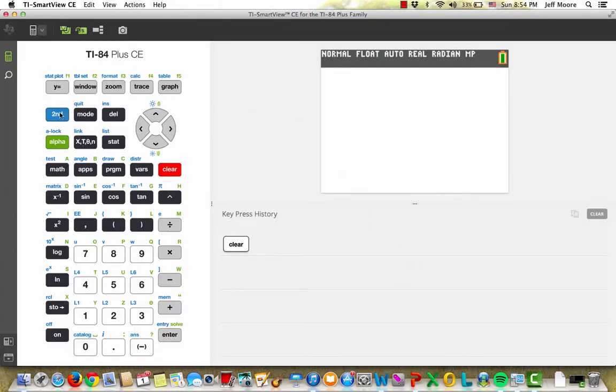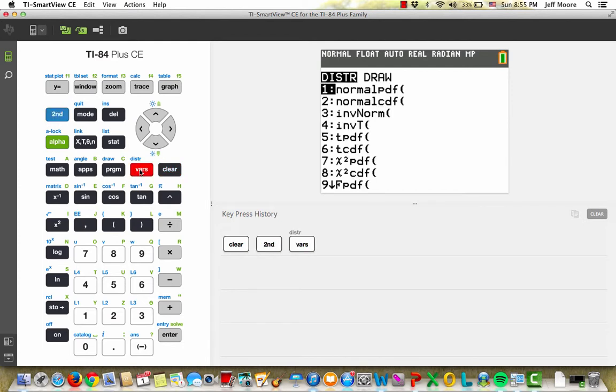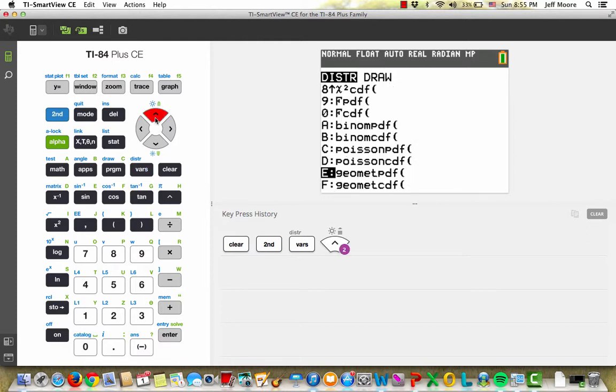We'll do that by pushing second, variables, distributions, and then going to Binomial Pdf. The Binomial Pdf function gives us a probability associated with a single value of the probability distribution.